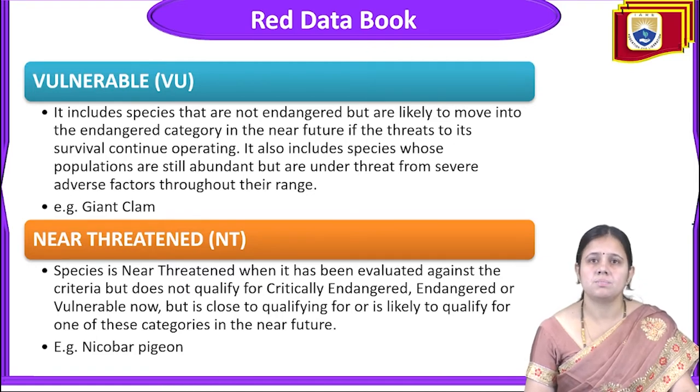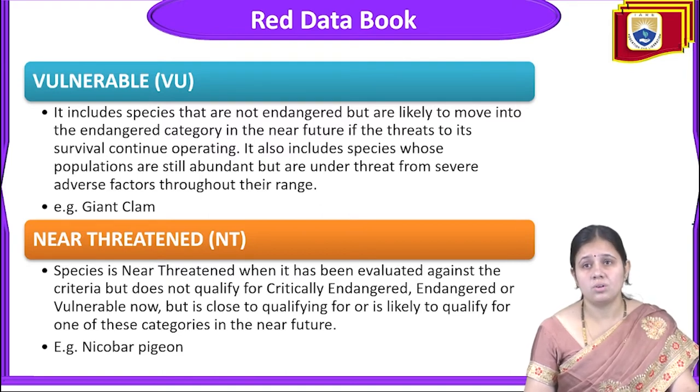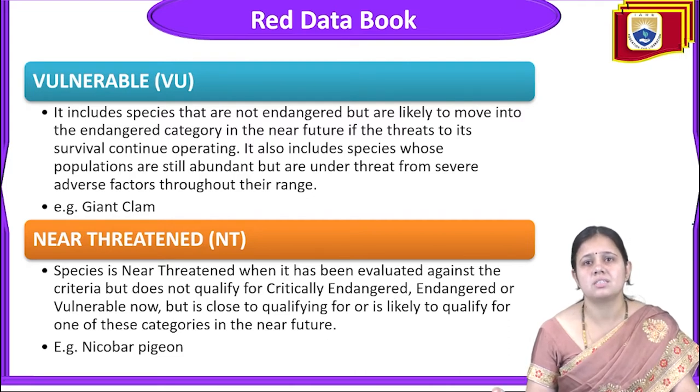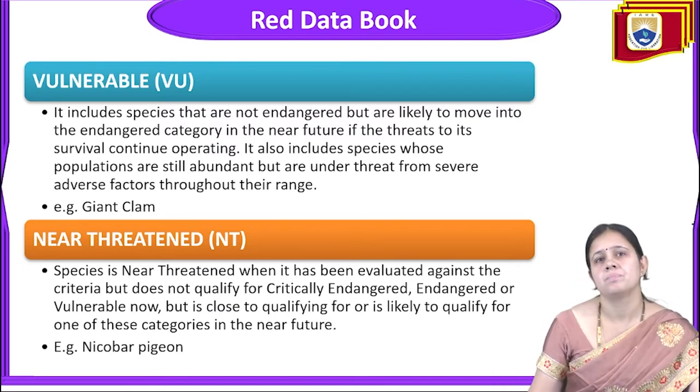Like it includes the species that are not endangered but are likely to move into the endangered category in the near future if the threats to its survival continue operating. It also includes species whose populations are still abundant but are under threat from severe adverse factors throughout their range. Means those species whose population is still very low, but they have continuous threats from severe adverse factors throughout their range.